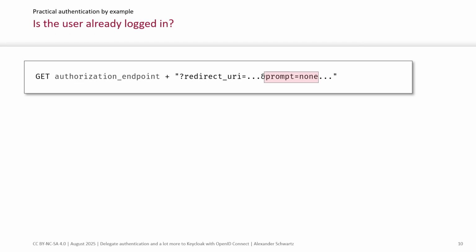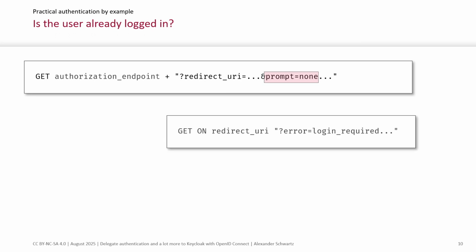And you add a prompt equals none here. So basically translating to human words: don't show anything to the user. Just come back to me and let me know, is that user logged in or not logged in, and yeah, what's next? And if the user is not logged in, I get an error back on this redirect URI I passed in earlier here, and it tells me login required.